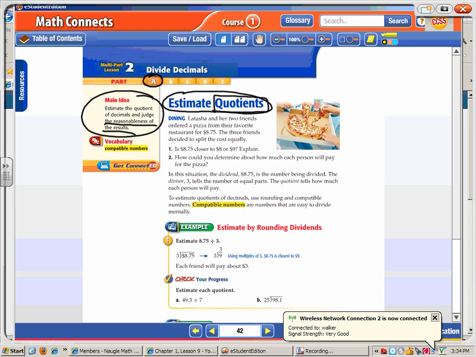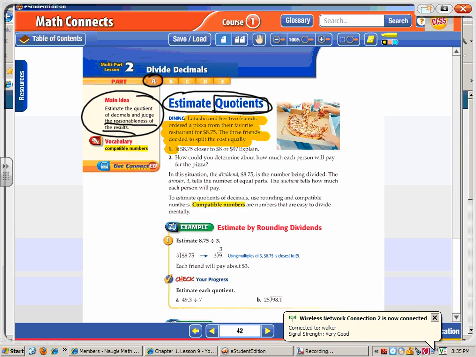All right, Latasha and her two friends ordered a pizza from their favorite restaurant for $8.75. The three friends decided to split the cost equally. Now, as more and more you grow up and you get into high school, this is such a common thing that you're going to find that you're doing. So you go out to the restaurant with your friends, you get the bill, and then you decide to split it and share it because maybe you ordered a pizza together or whatever the case may be. So what we do is we estimate and figure about how much money we owe.